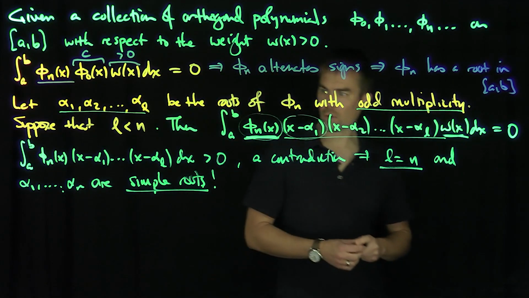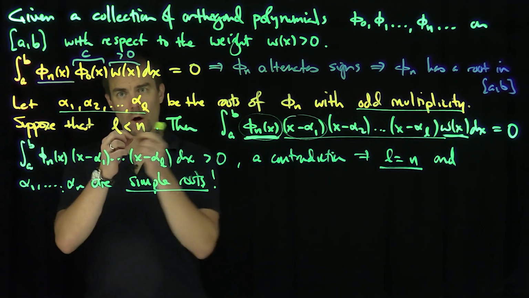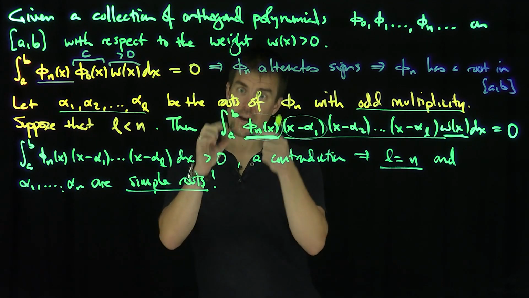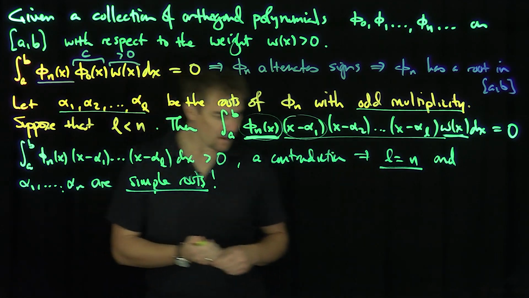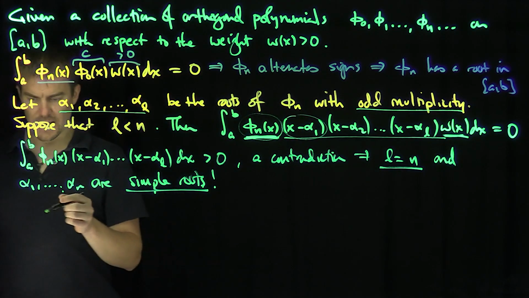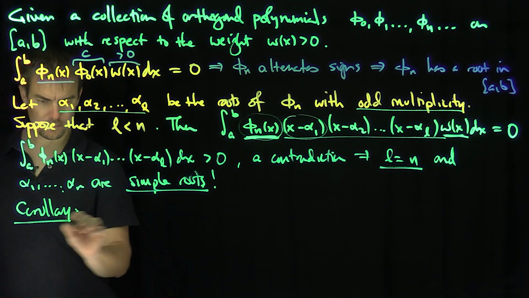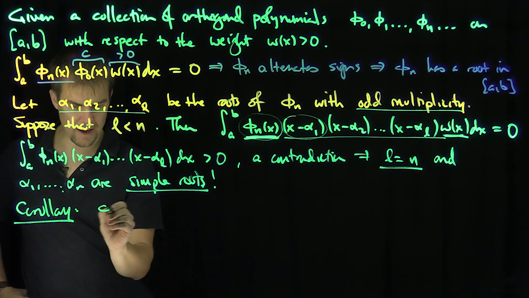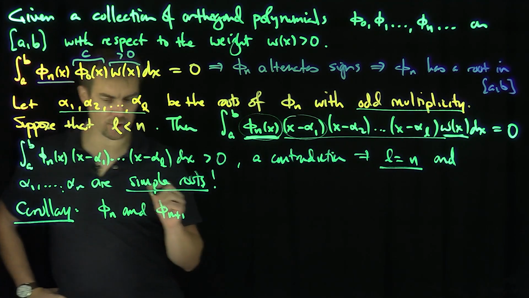Excellent. Let's get a little more leverage out of this. In other words, the nth orthogonal polynomial phi n on the interval [a, b] has n real roots, and they're all simple. Excellent. All right, good. What's the consequence of this? A consequence of this, a corollary, is that phi n and the next one share no common roots.